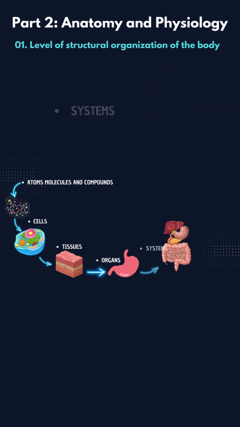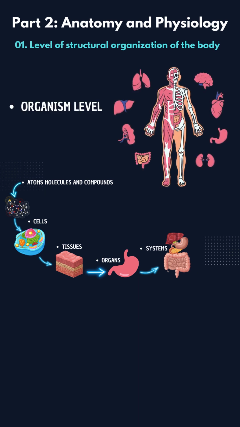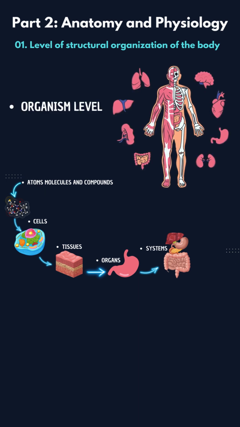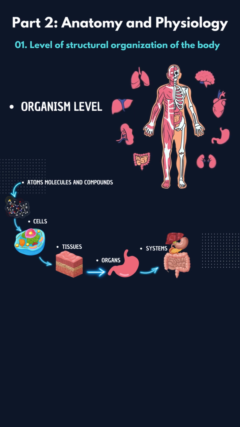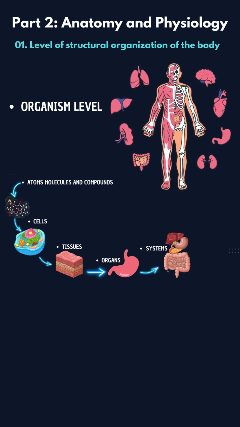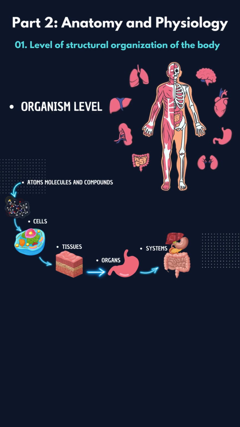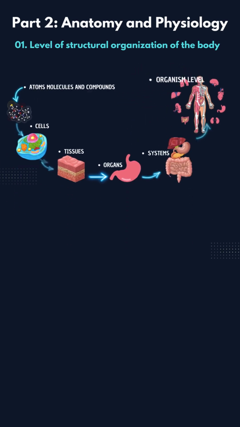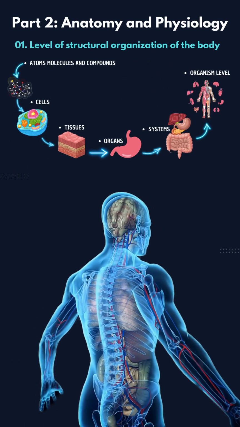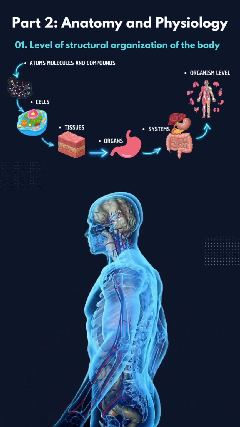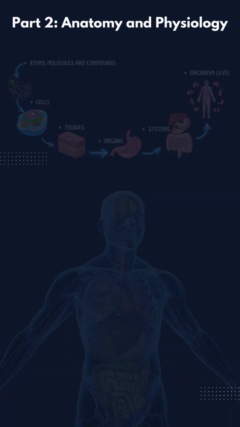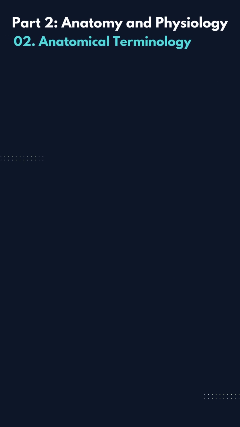Sixth structural level of organization is organism level. The various systems of the body like respiratory system, cardiac system, nervous system, digestive system, etc., form the entire organism, or you can say the whole human body. So, I hope you have understood the level of structural organization of human body very well. Okay, now next we will move on to the anatomical terminology.